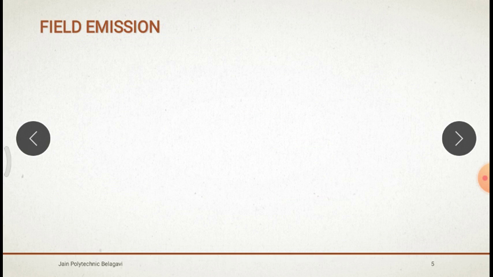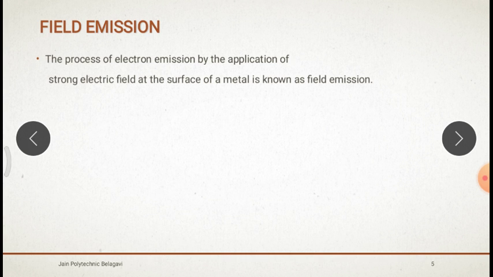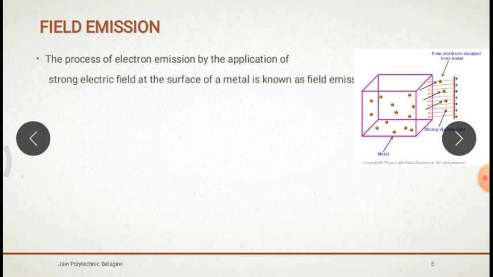Next, field emission. If you are applying an electric field, then electrons will get liberated, which means field emission. So the process of electron emission by the application of a strong electric field at the surface of a metal is known as field emission. You can see in these images, you are applying the strong electric field, then what happens? This metal will liberate the electrons. So emission is nothing but the liberation of electrons under the influence of an electric field, thermal energy, light, like that.